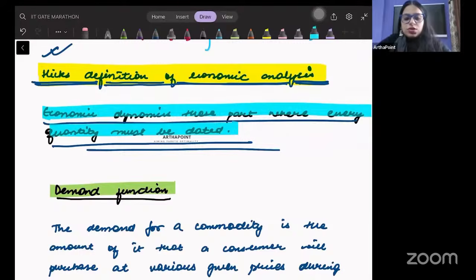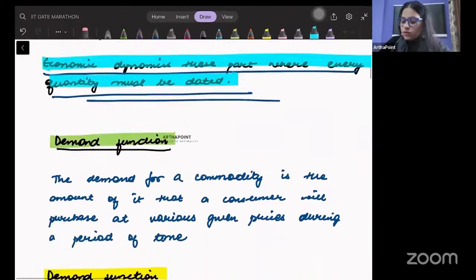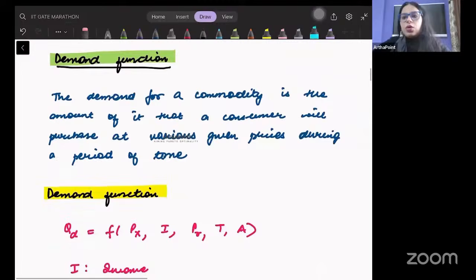Okay. So now we need to go ahead and we need to talk about the demand function. Is my voice low for others also?